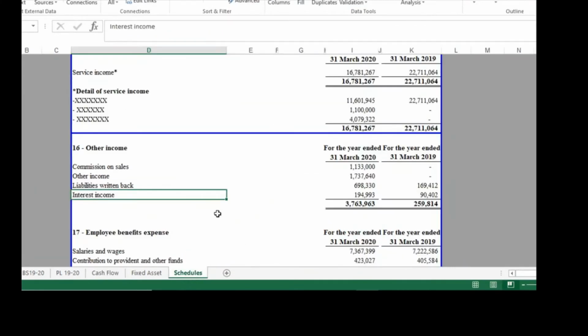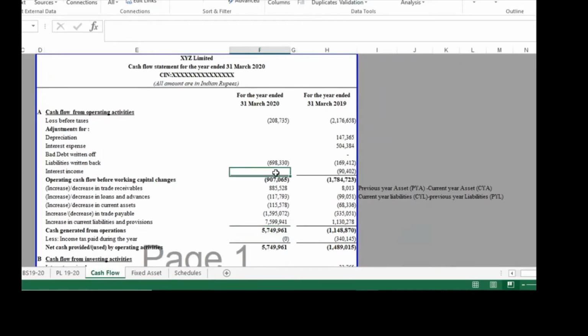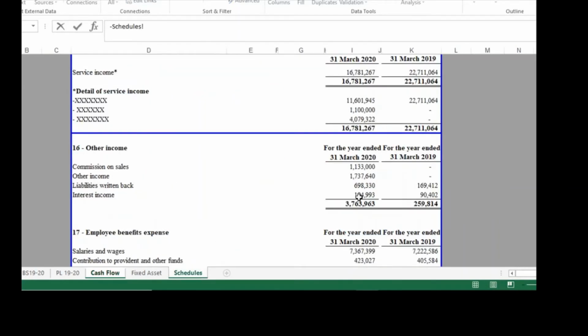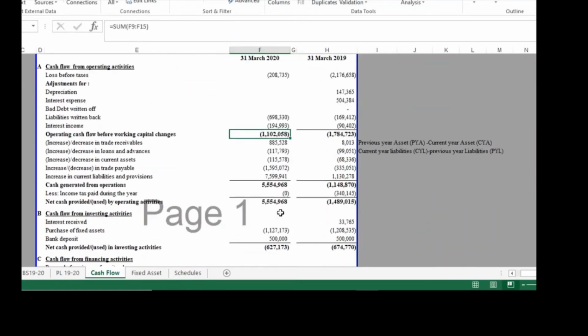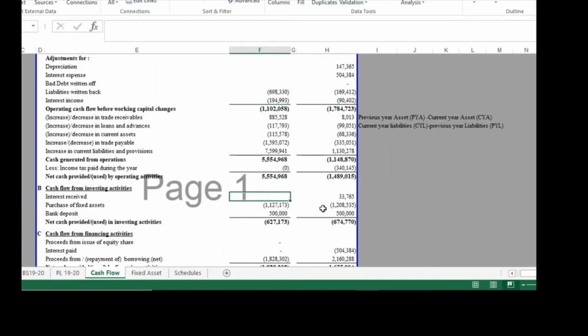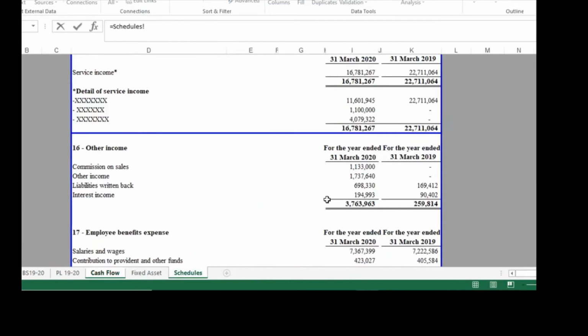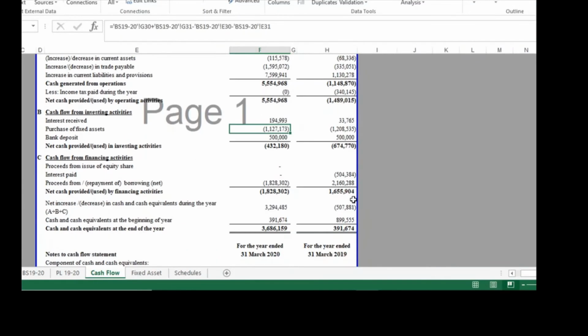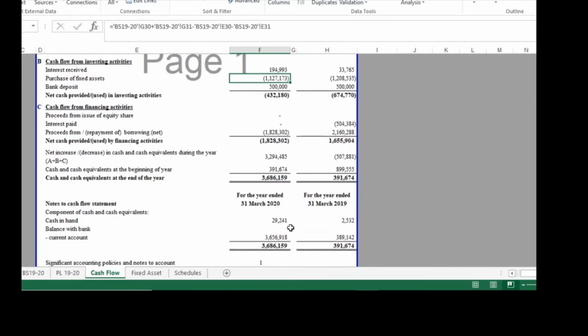Now the next item is interest income. Now interest income is an investing activity. So we are going to minus it here under operating activity and we are going to add it under investing activity. Now we can see our cash flow is still matching.